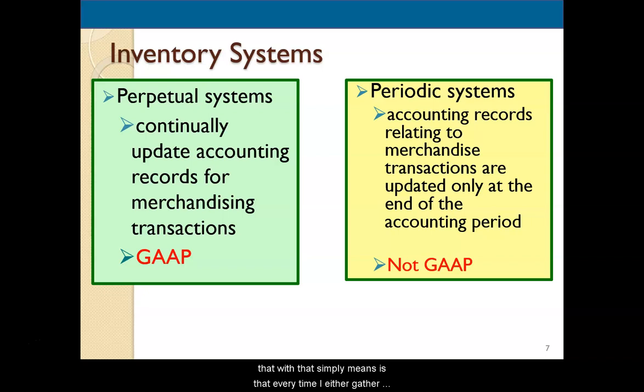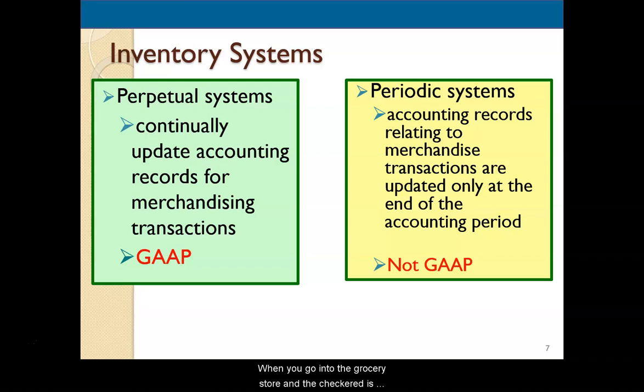And what that simply means is that every time I either gather inventory into the system or I remove inventory from the system, which would be a sale, I'm going to be constantly updating those numbers. So with a perpetual inventory system, generally speaking, it's going to give us in real time what we have left in inventory and what we've recorded in cost of goods sold. And that's important to us because real-time information allows us to make better decisions.